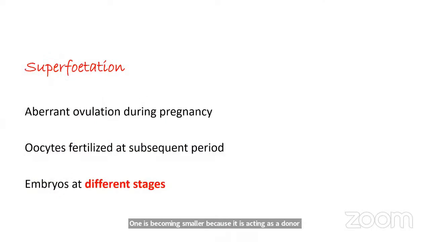Superfetation means already a fetus is formed within the uterus and after that one more fetus is formed. So what is happening? Usually ovulation will stop with a pregnancy, but sometimes the ovulation will continue and in the next cycle, if there is intercourse, those oocytes will also be fertilized. So within the uterus, you will be having embryos at different stages. So if one embryo attains 9 months, the other one will be 8 months or 7 months, depending upon the time of fertilization of the second.